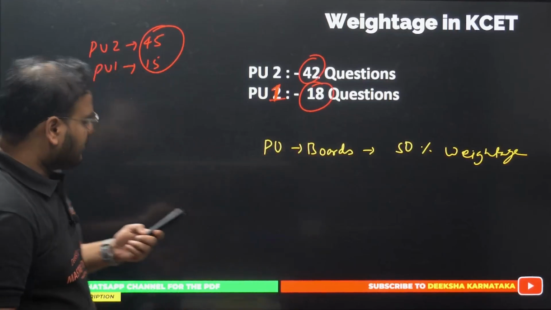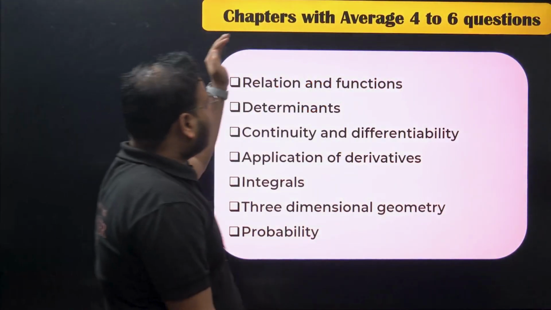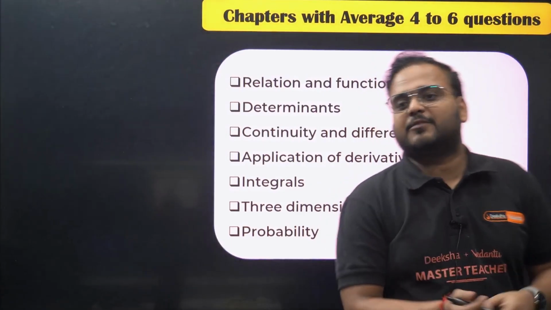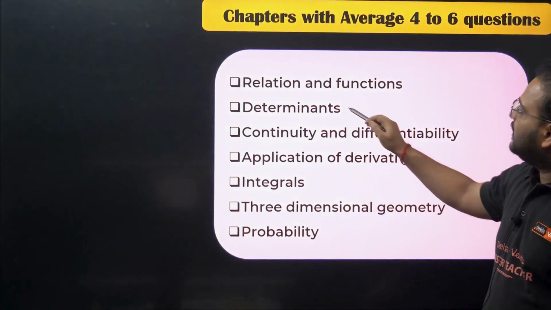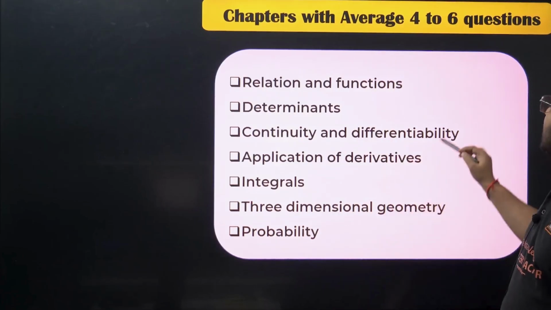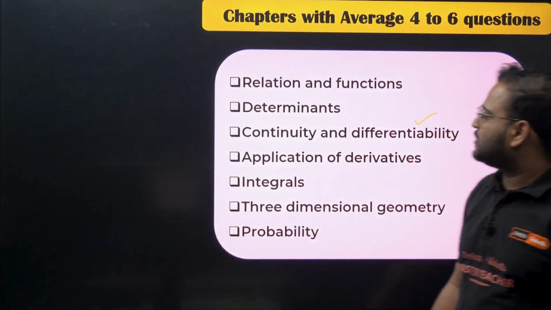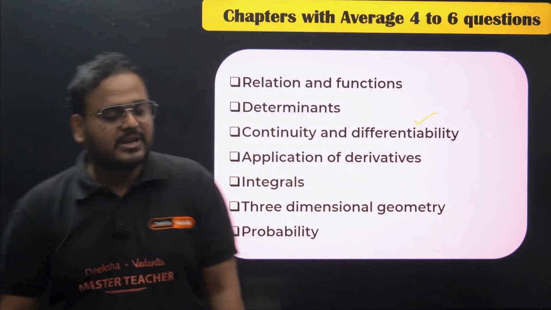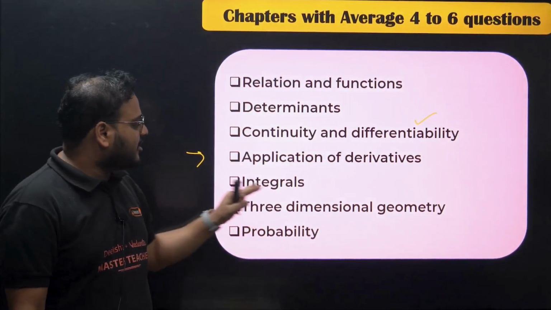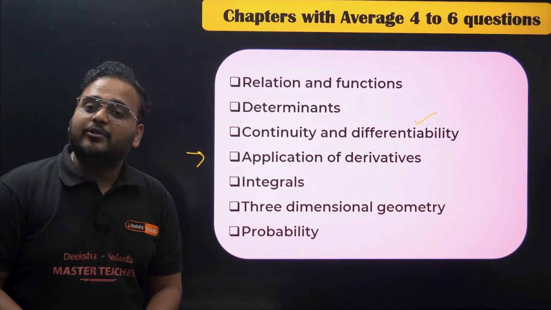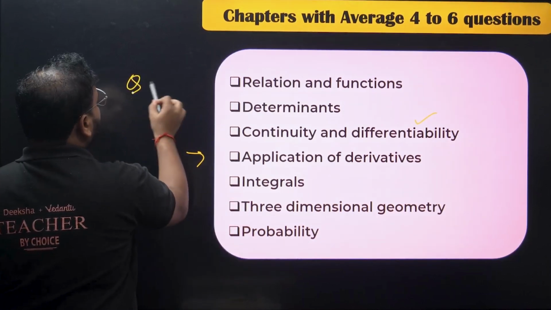Now if you see chapter-wise, I have taken from which all chapters we can expect 4 to 6 questions. So if you go through this, relations and functions can give you 4 to 6 questions, determinants can give you 4 to 6 questions, continuity and differentiability can again give you 4 to 6 questions, and AOD can also give you 4 to 6 questions. So these are the chapters: integrals, 3D geometry and probability, from where you can expect 4 to 6 questions.